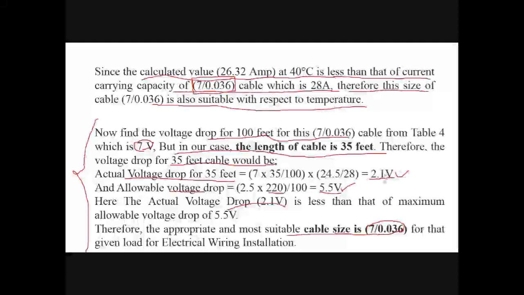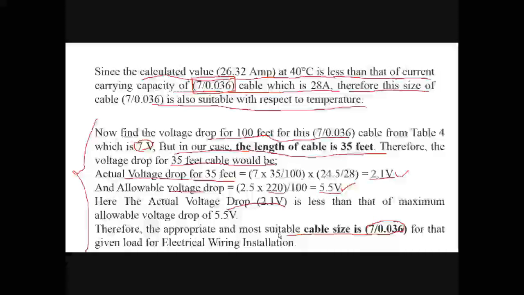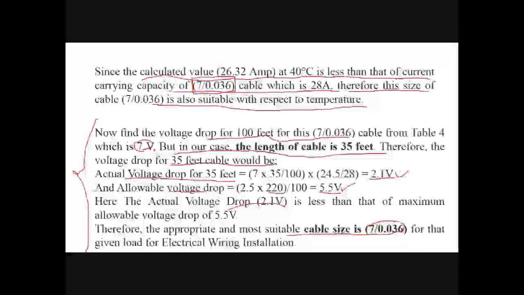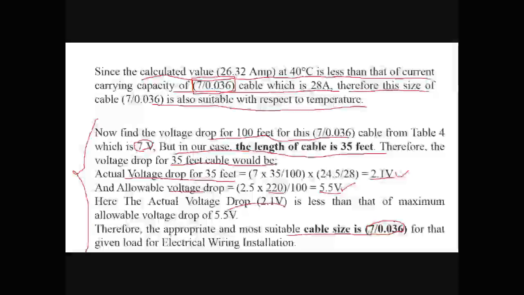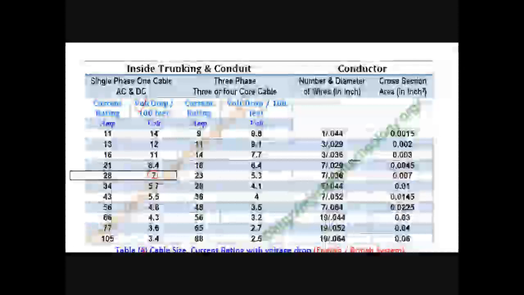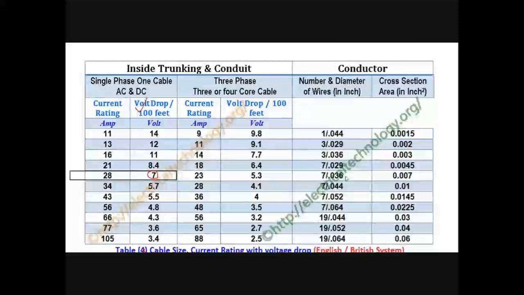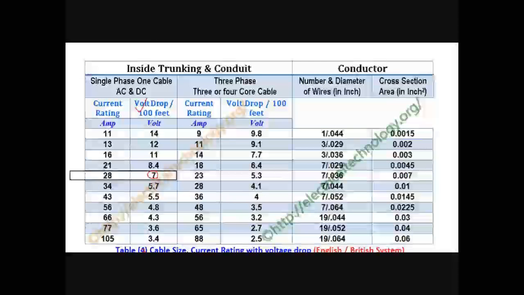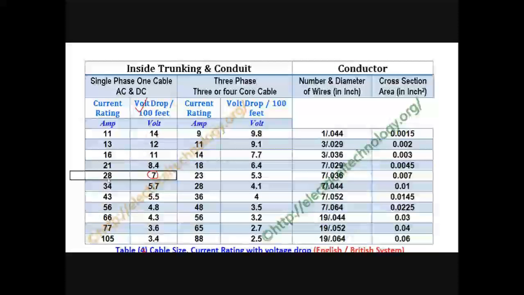So we are not going to consider this value, we are going to consider the 2.1 value. This 2.1 value is suitable, or you can say the actual voltage drop. Because of this, the cable size is the same, 7 divided by 0.036. Here you can see 7 divided by 0.036 for the value of 28. This table and the previous table are the same; only the voltage drop has been added.